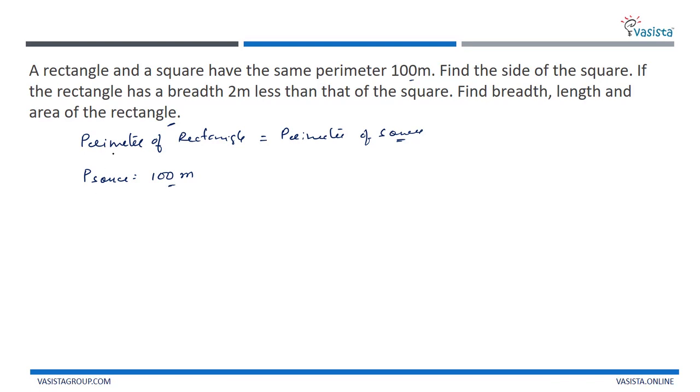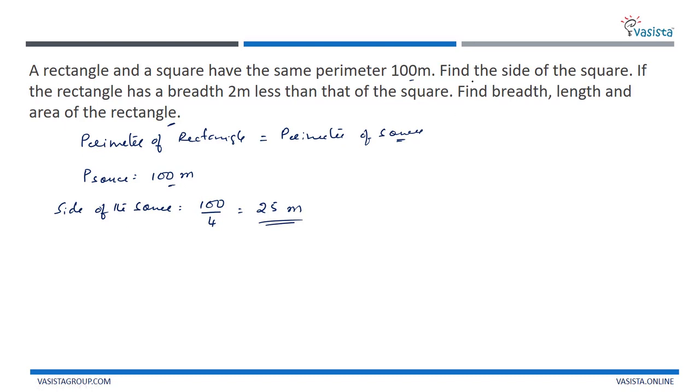Now we have to find the side of the square. So side of the square, because here all sides are equal in a square, that is 100 divided by 4, we are going to get 25 meter. This is the side of the square.